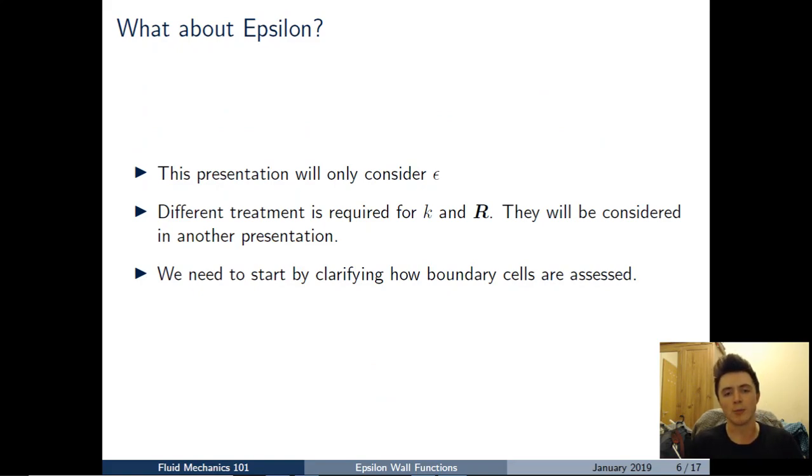So in this talk, I'm only going to focus on epsilon, which is the turbulent dissipation rate, and I'm going to be doing separate videos for the turbulent kinetic energy, K, and the specific dissipation rate, omega. Before I get started, I'm just going to clarify and give a brief reminder about how we treat boundary cells. Then we're going to look at how we develop wall treatment methods for epsilon.